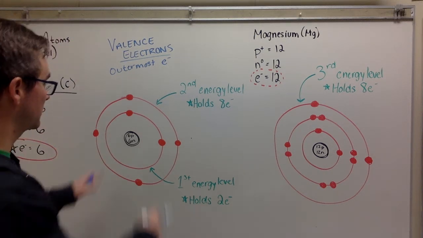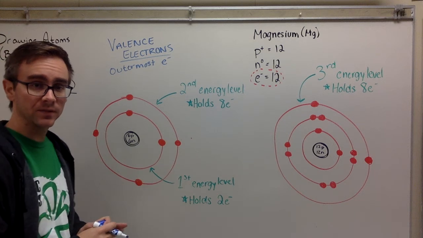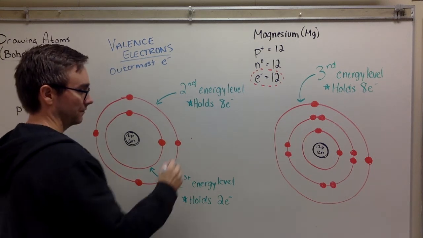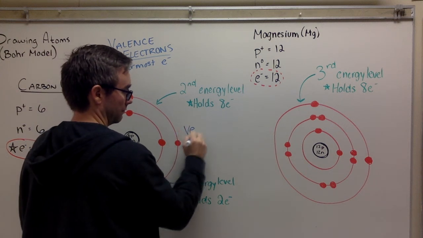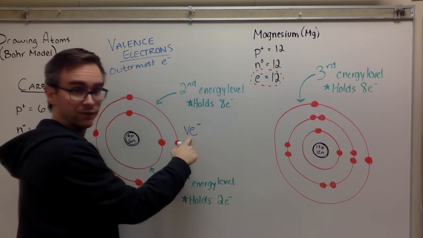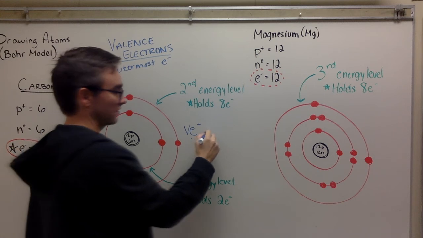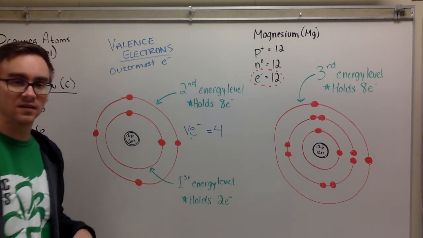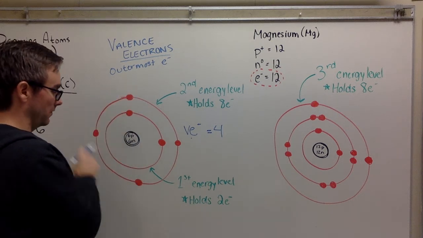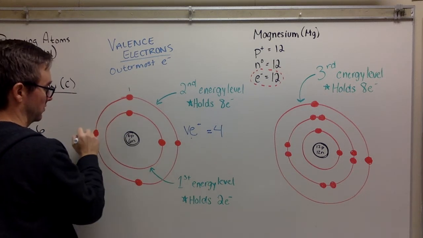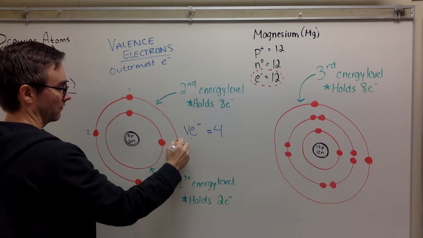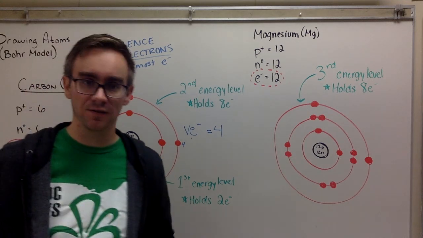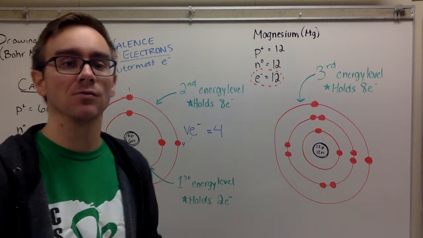Which means this carbon atom has 6 electrons, 4 of them VE for valence electrons. It has 4 valence electrons. 1, 2, 3, 4. It's just a name that we give to the electrons on the outer side. They're not any different than the inner ones. They're just on the outside.